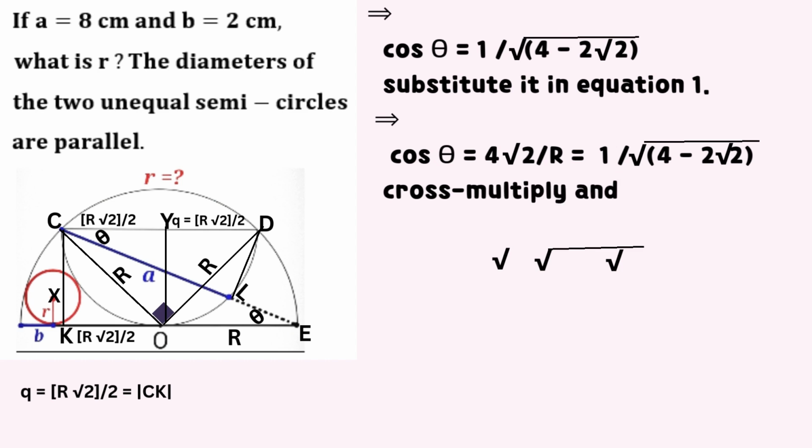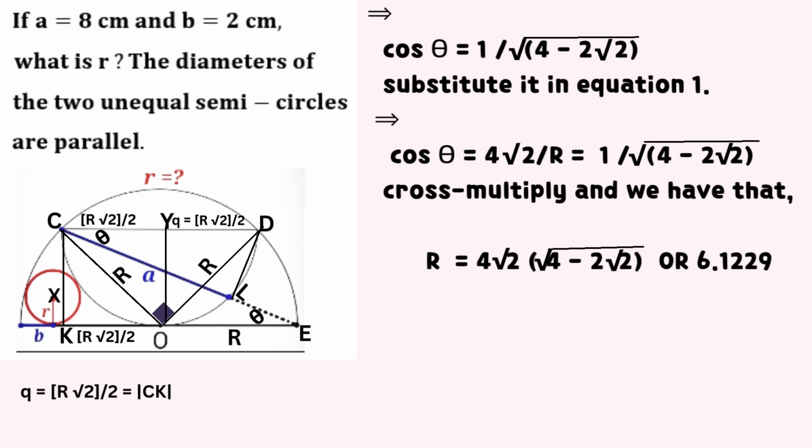Substitute it in equation 1. It implies that cosine theta equals 1 divided by the square root of 4 minus 2 times the square root of 2. Cross multiply and we have that R equals the product of 4 times the square root of 2 and the square root of 4 minus 2 times the square root of 2 in centimeters, or 6.1229 centimeters.